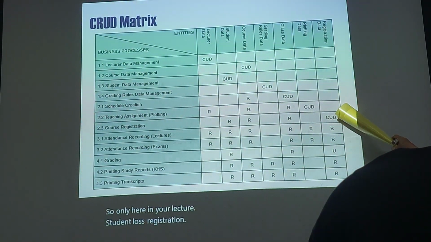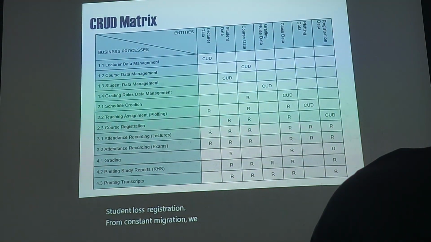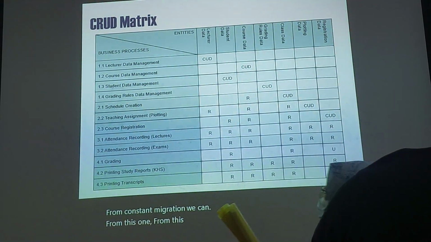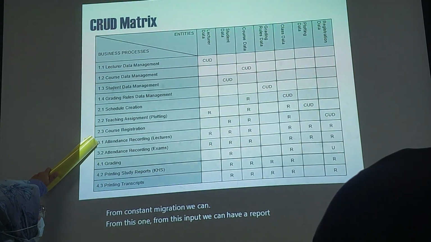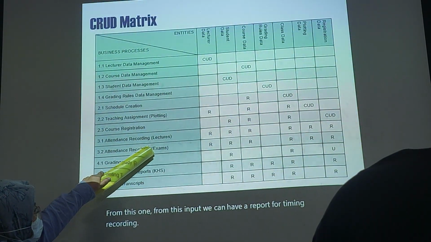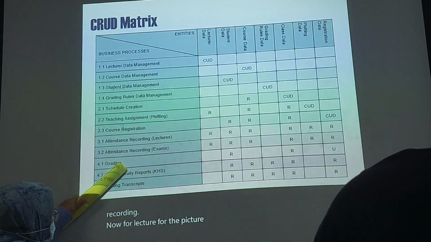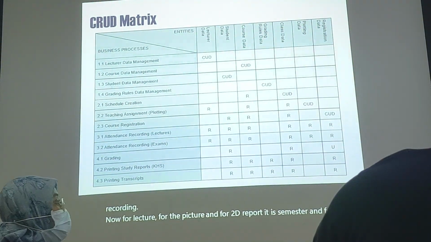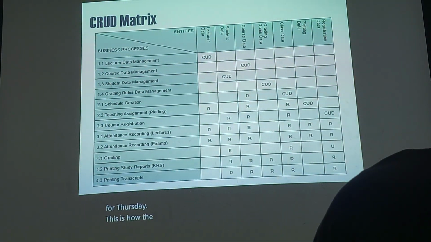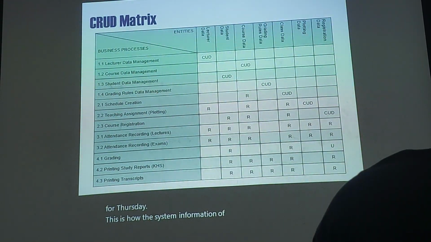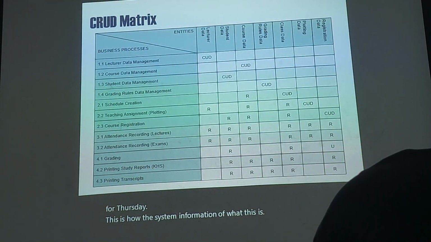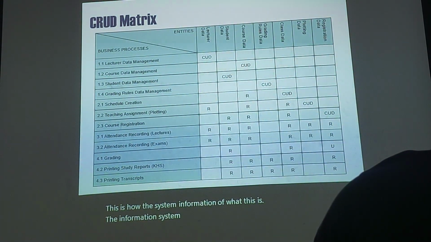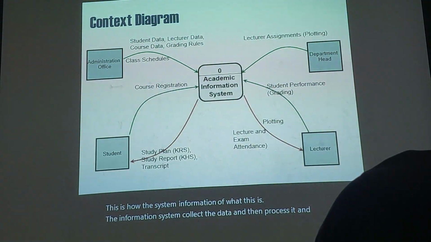From course registration, from this input, we can have a report for attendance recording, for lecture, for the exam, and then for the study report in each semester, and for transcript. This is how the information system works. This is how the information system collects the data and then processes it and gives some output.